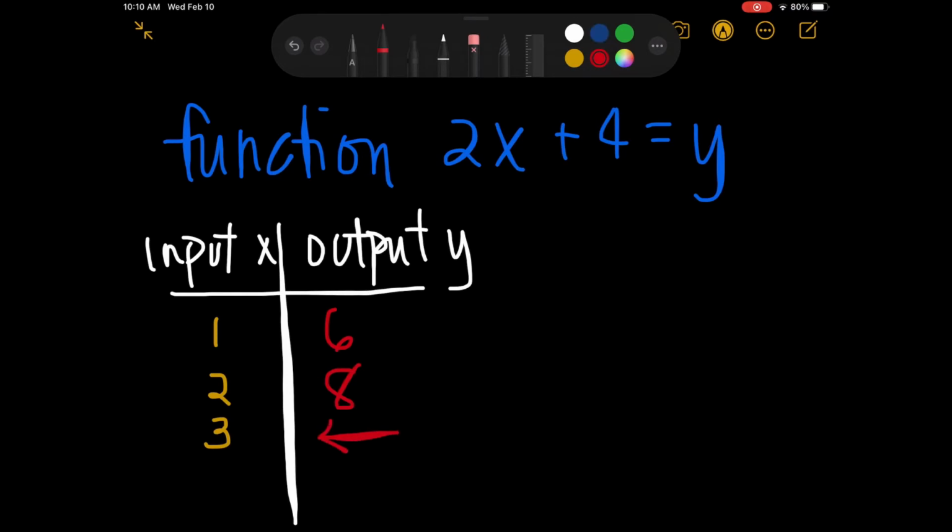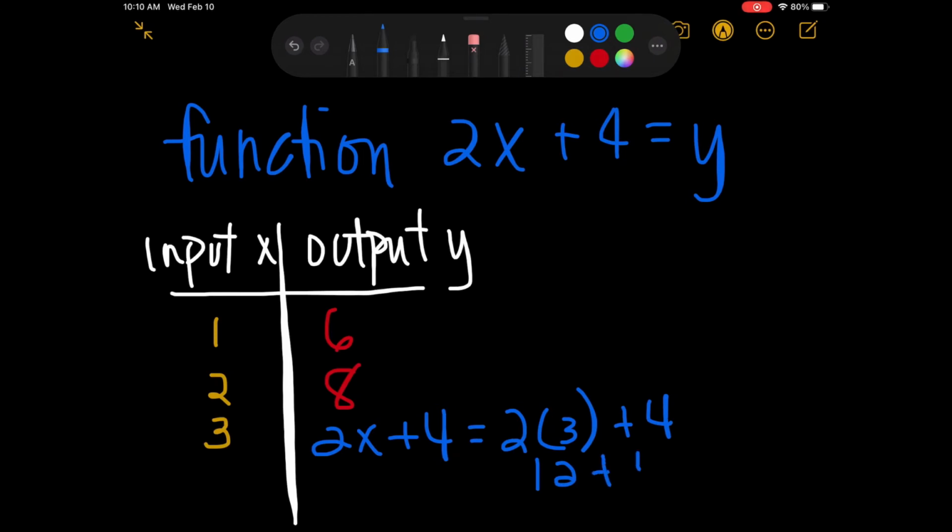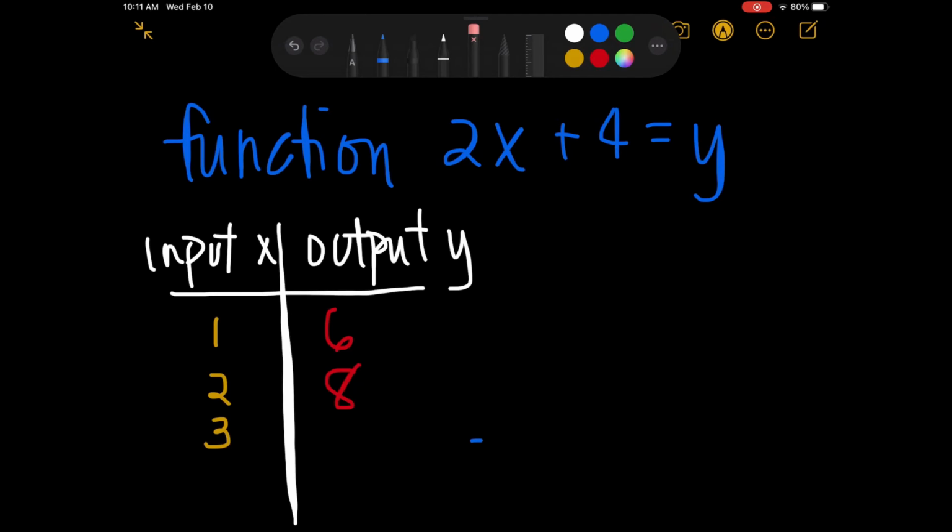What happens when we input 3? See if you can do it mentally or on paper. Alright, once again, here's our function, and we're substituting 3 for the x value, and we end up with 2 times 3 plus 4, oops, even I make mistakes, 6 plus 4, and that is equal to 10. Fantastic. We have a pretty good input-output table going now.